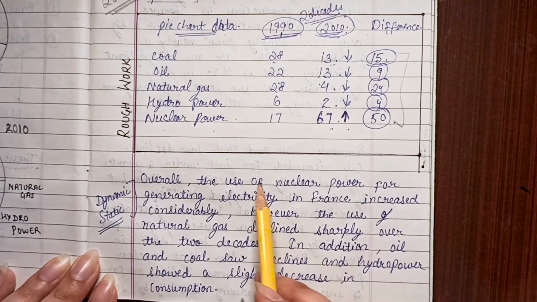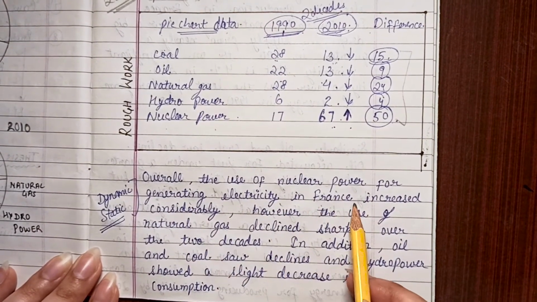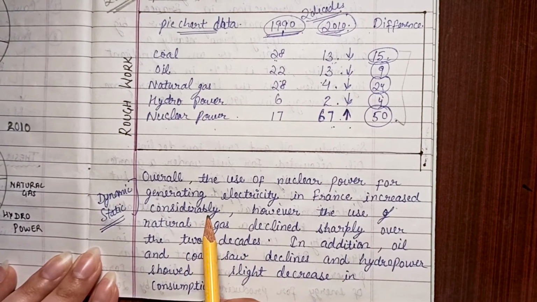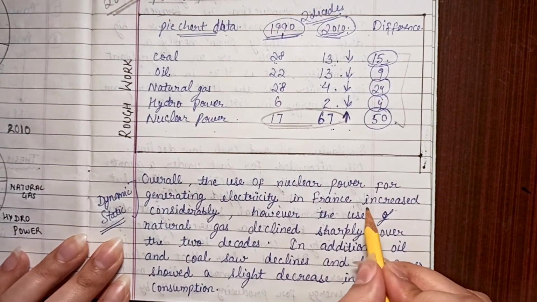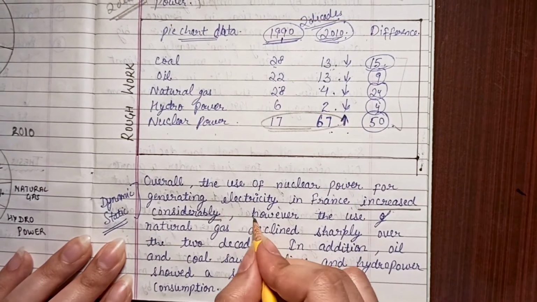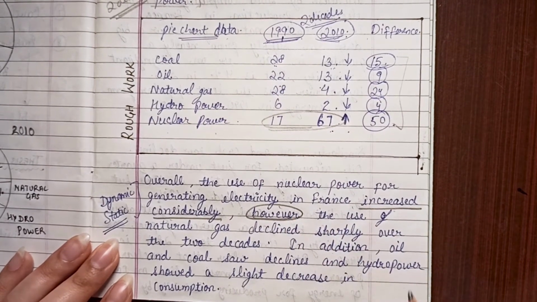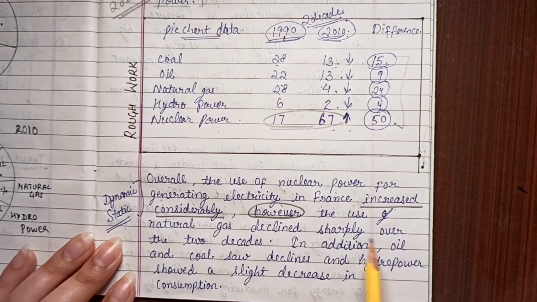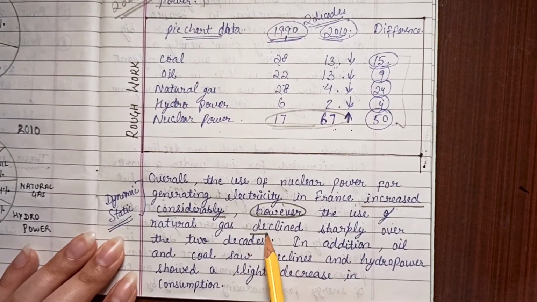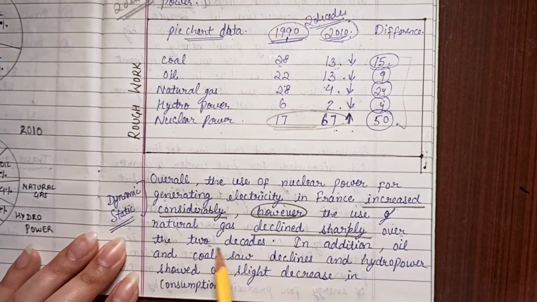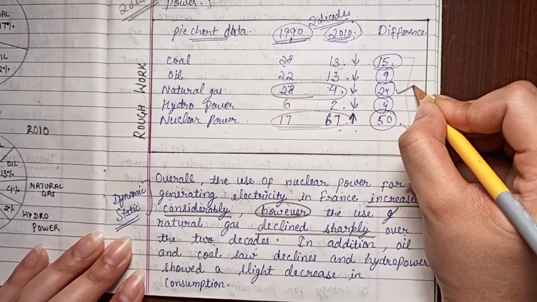Overall, comma, the use of nuclear power for generating electricity in France increased considerably. You can see here, right? Increased considerably. However, this is the connector. For comparison, this increased and the other one decreased. The usage of natural gas declined sharply over the 2 decades. Here you can see much difference, right?